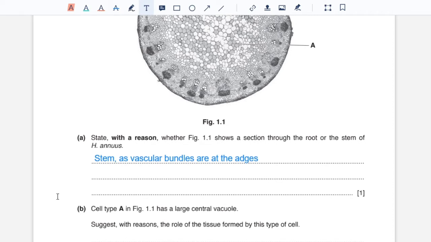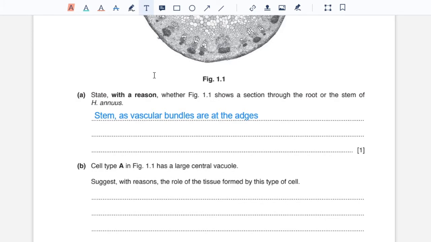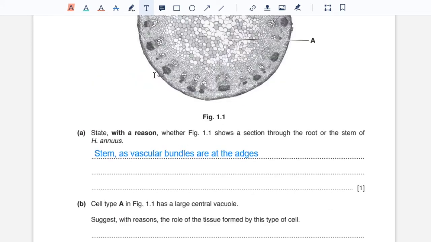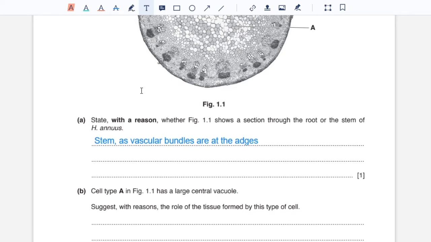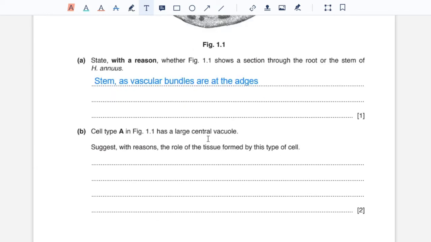B. Cell type A in figure 1.1 has a large central vacuole. Suggest with reason the role of the tissue formed by this type of cell. So the cells present in the center of the stem would provide support, which allows the plant to stay upright, and that support is provided by the internal pressure built by the volume of water inside the vacuole of these cells, so that the pressure pushes the cell walls outwards, helping the plant to stay upright.